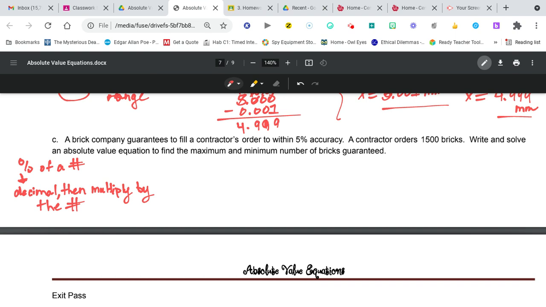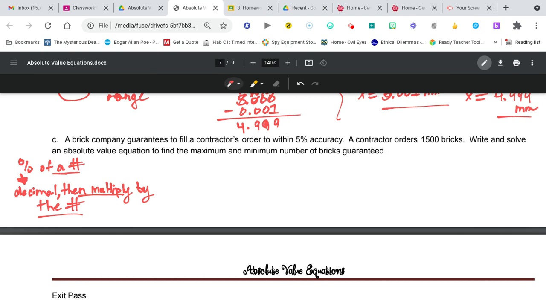So your percent gets changed to a decimal version. To change a percent to a decimal, you slide the decimal two places left and drop the percent. And then all you do is take that decimal and multiply by the number that you're trying to find the percent of, okay?